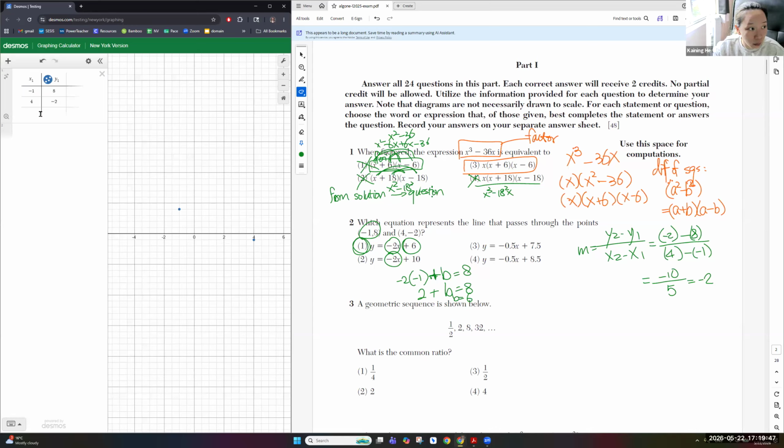Okay, and then what will happen? I'm going to go ahead and type in my equation. Let's see which one overlaps. Let's go ahead and type in the first one. It says -2x plus 6. What happened? It perfectly crosses the 2 blue spots right there. So that is how you double check your answer.